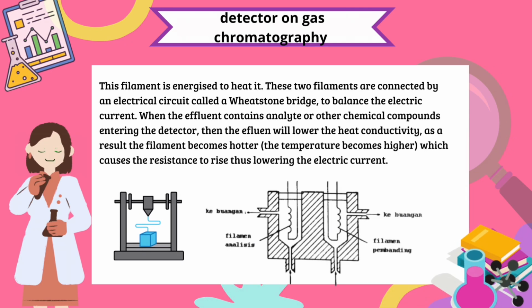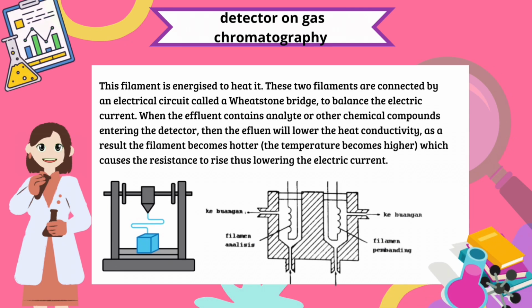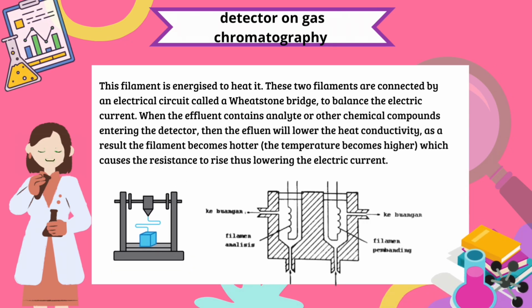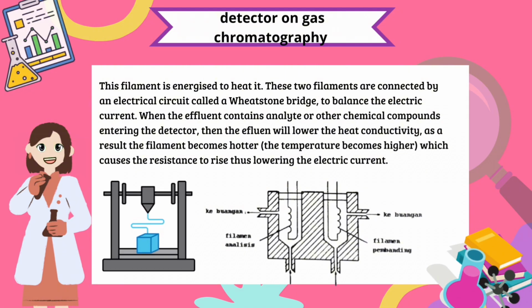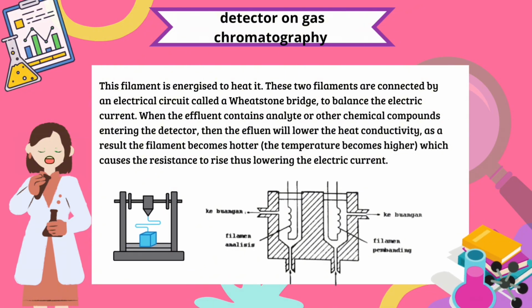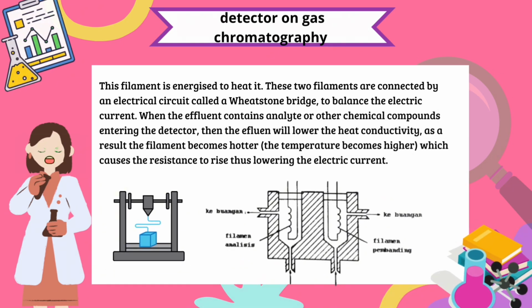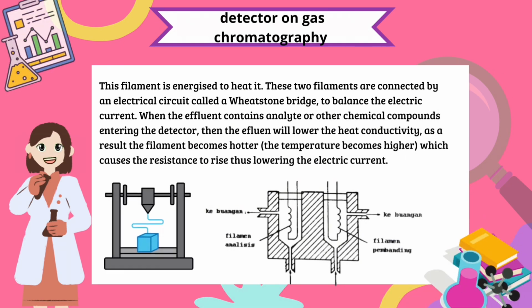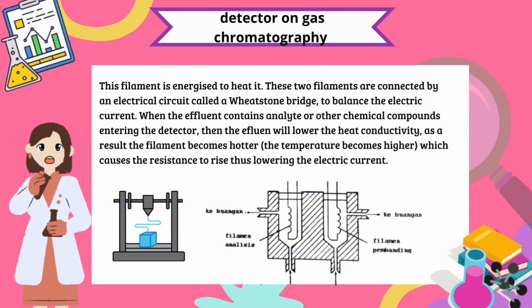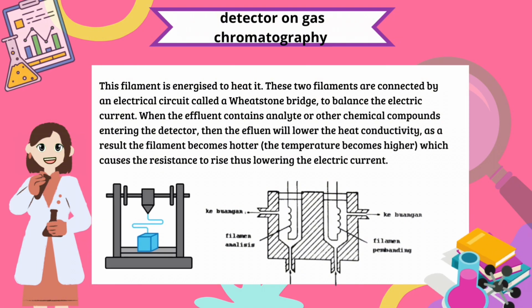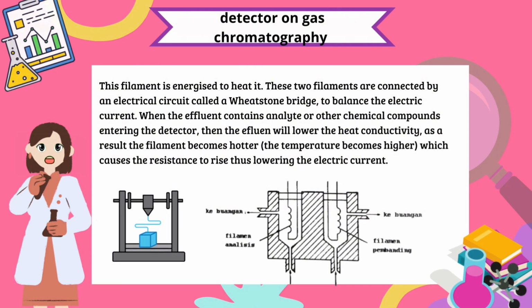This filament is energized to heat it. These two filaments are connected by an electrical circuit called a Wheatstone bridge to balance the electric current. When the effluent contains analyte or other chemical compounds entering the detector, the effluent will lower the heat conductivity. As a result, the filament becomes hotter, the temperature becomes higher, which causes the resistance to rise, thus lowering the electric current.